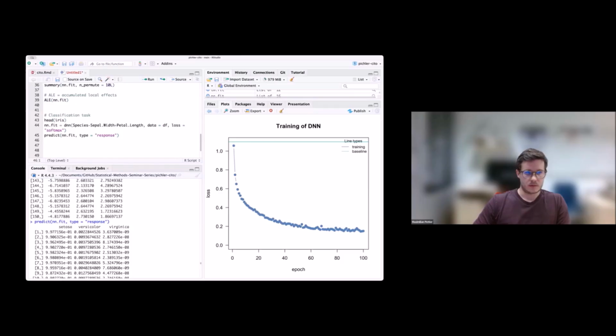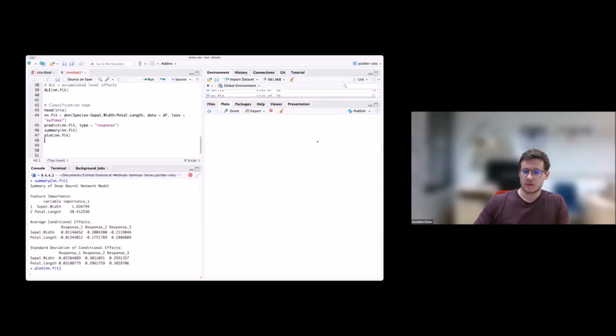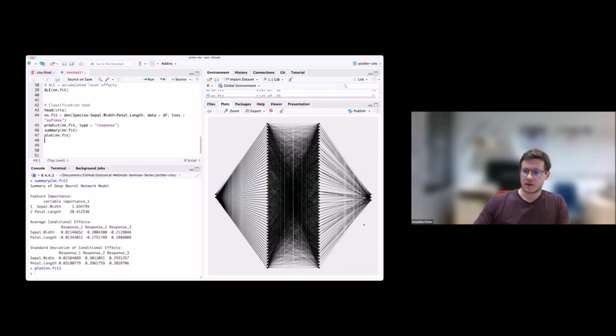And of course, similar to the regression task, we can run the summary function to get the effects on our responses. But we see that here we now get the effects for each of our 3 responses, so for each species. And also when we plot this neural network, we see that on the right side we now have 3 output nodes. Each output node corresponds to 1 species in our dataset.